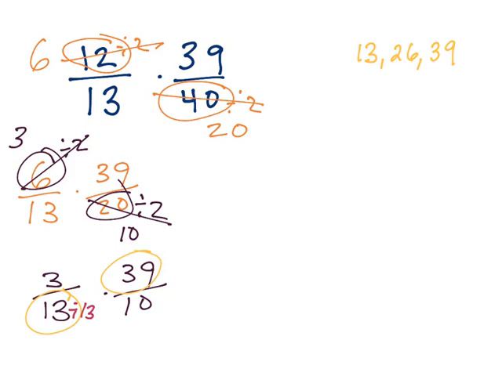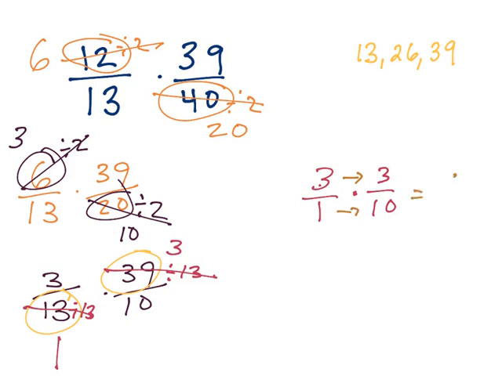That means if I divide both of these by 13, I'm going to be able to reduce. So 13 divided by 13 is 1. 39 divided by 13 is 3. So now my new problem is 3/1 times 3/10. I multiply straight across. My final answer is 9/10.